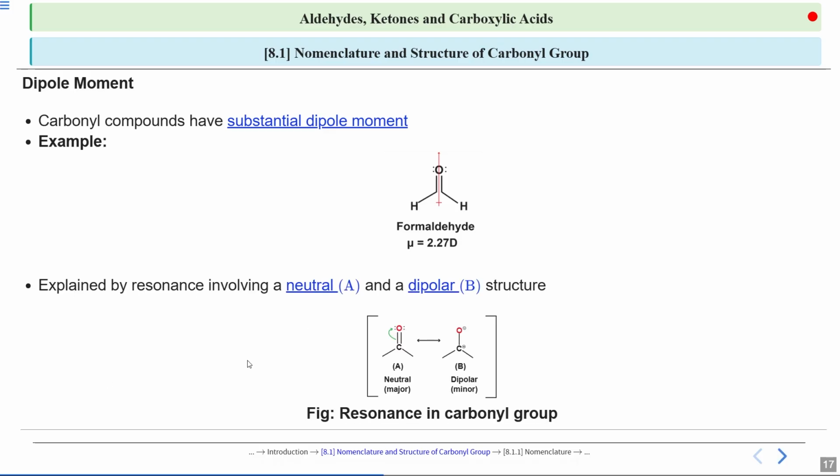If we explain by resonance, this involves a neutral structure A and a dipolar structure B. This is the neutral structure. If you see, this is C double bond O, which is a carbonyl group. The neutral structure A shows a typical double bond, while the dipolar structure B shows a shift of electrons, which creates a positive charge on the carbon atom and a negative charge on oxygen. This resonance helps explain the reactivity and the properties of carbonyl compounds. So this is a neutral molecule and this is a dipolar one.